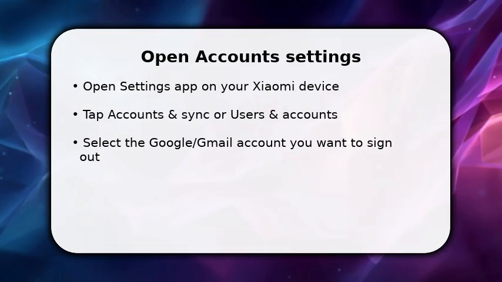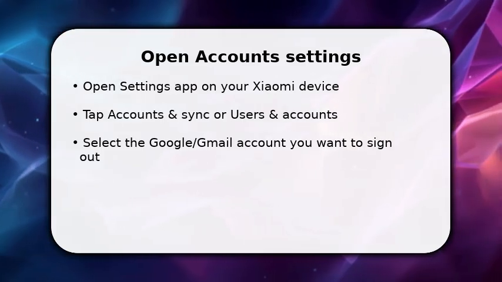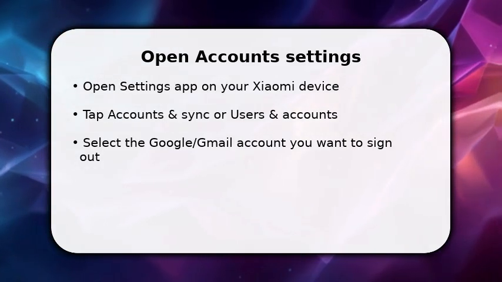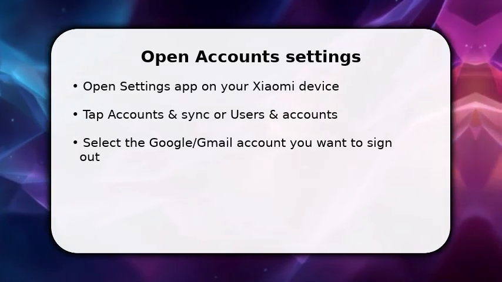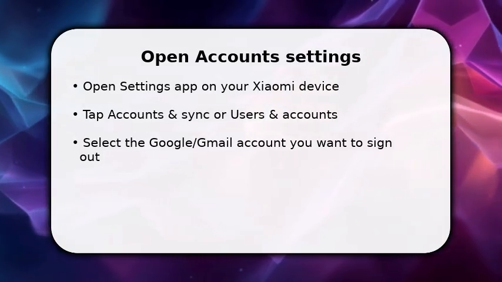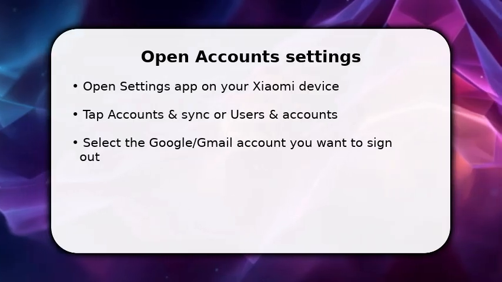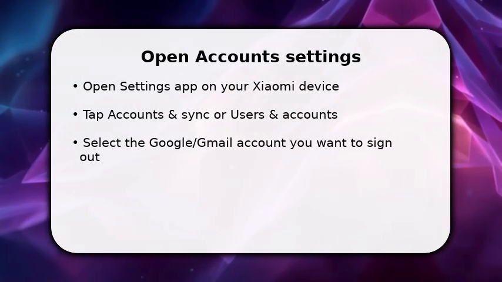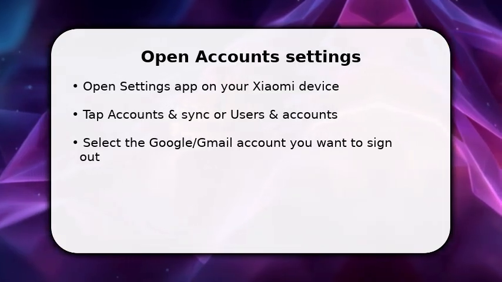You start by opening Settings and going straight to Accounts and Sync. This is where Android stores account tokens. Tap the Google or Gmail listing for the account you want removed. Once selected, make sure you see Sync options and the account email at the top. That confirms you have the right profile.